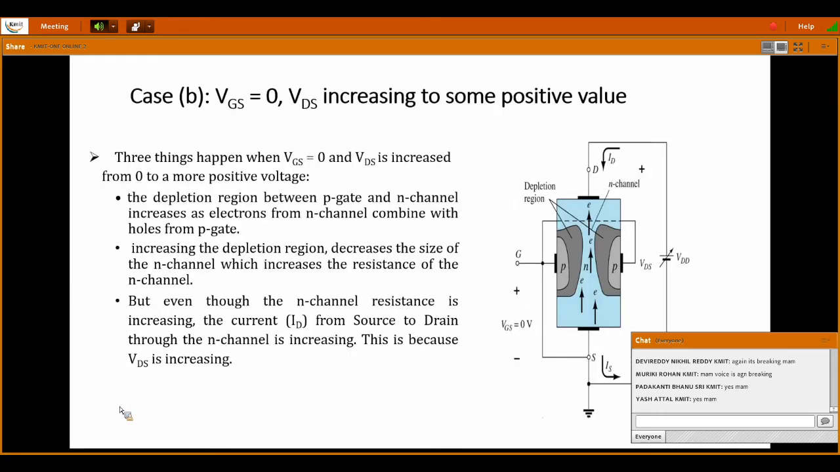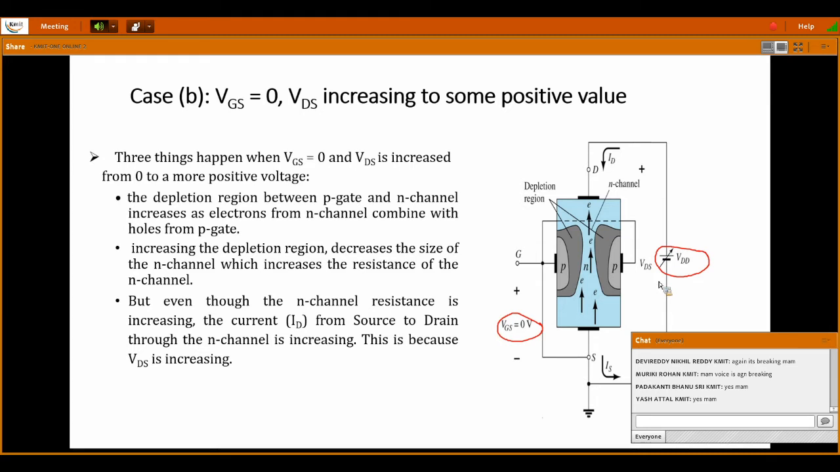See here, now VGS is 0. See the diagram. The gate to source supply is 0 volts, but we are giving the drain to source supply. This supply voltage is termed as VDD. Now see here, what happens when VGS is 0 and VDS is increased from 0 to some positive value. This is the second case we are discussing now.